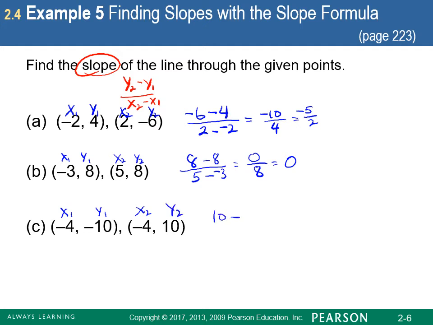The last one, y2 minus y1 over x2 minus x1. This is 10 plus 10 on top. This is -4 plus 4 on bottom. Now, unlike the one up above, 20 divided by 0 is undefined. In fact, that's what we say about the slope of that line. It is undefined.